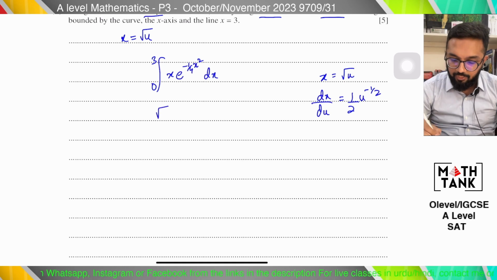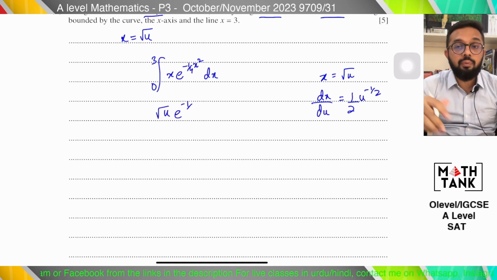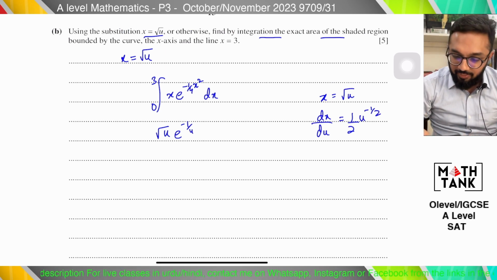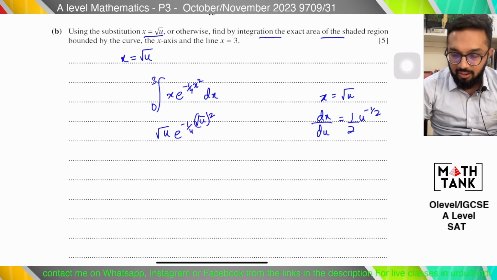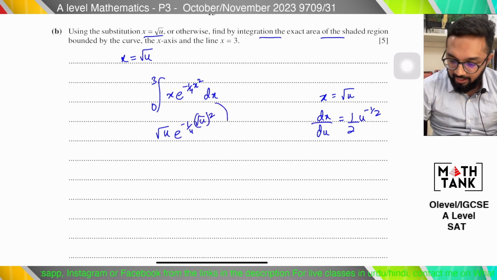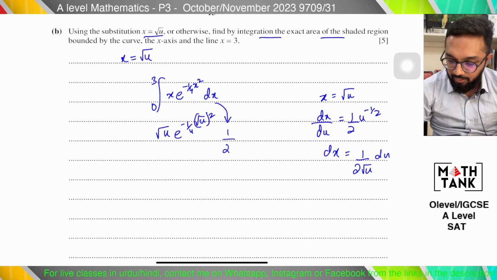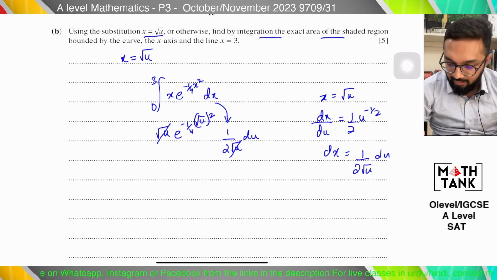Okay, so root of u e power minus 1 over 4 root u squared, and dx can get replaced with 1 over 2 root u du. Let's see if something cancels out. Yes, it does cancel out. This also cancels out. So I get e power minus u over 4 du, divided by 2.